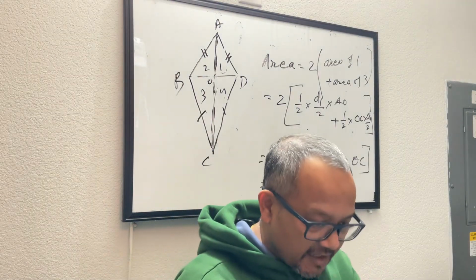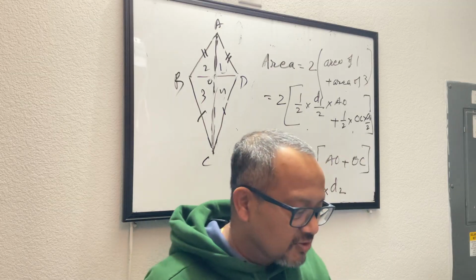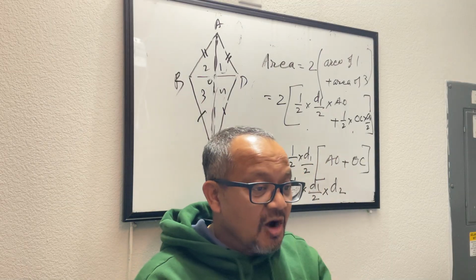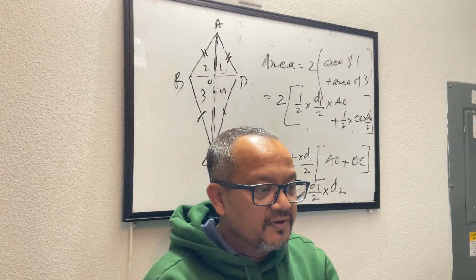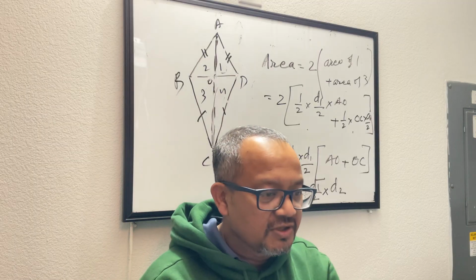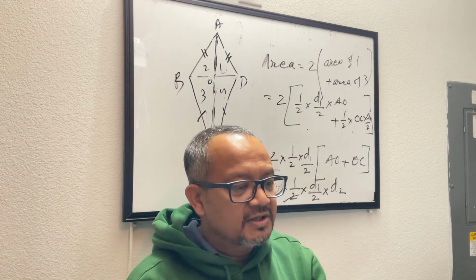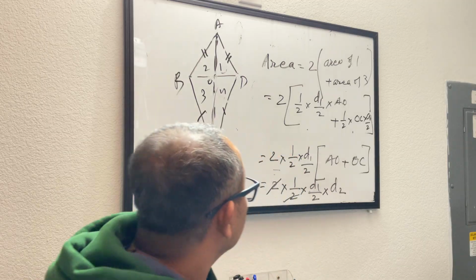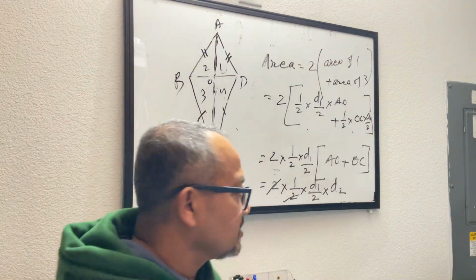All that I was doing was to tell you that there is a common formula for finding the area of a rhombus and the area of a kite, and that is D1 into D2 by 2, where D1 and D2 are the diagonals of the kite or the rhombus.